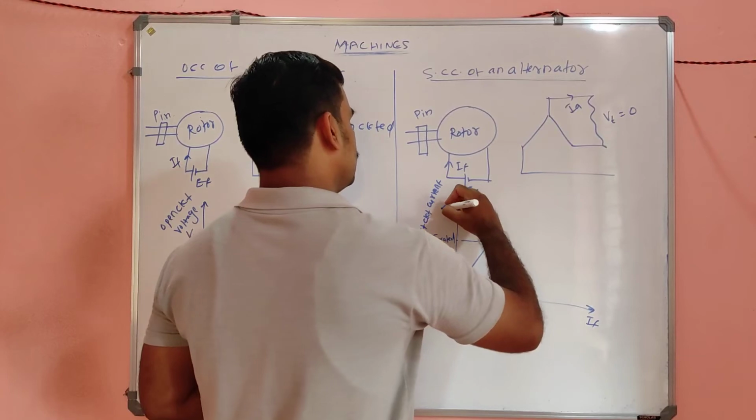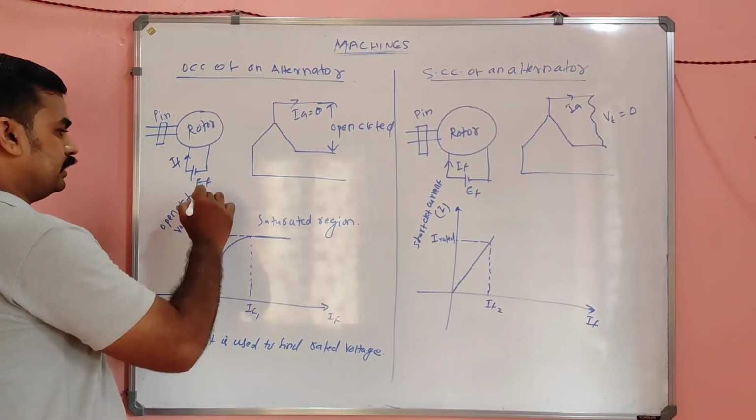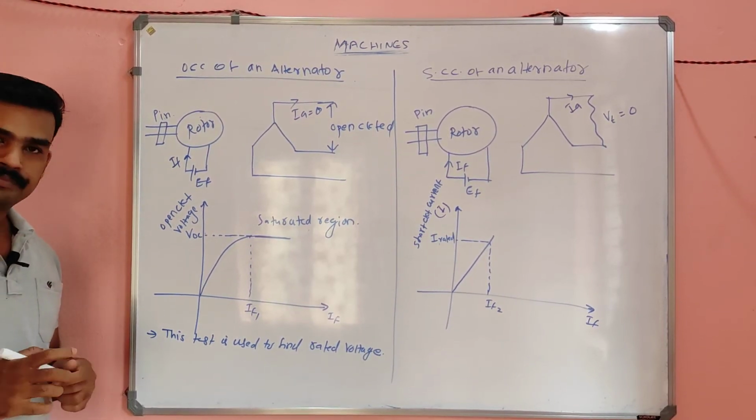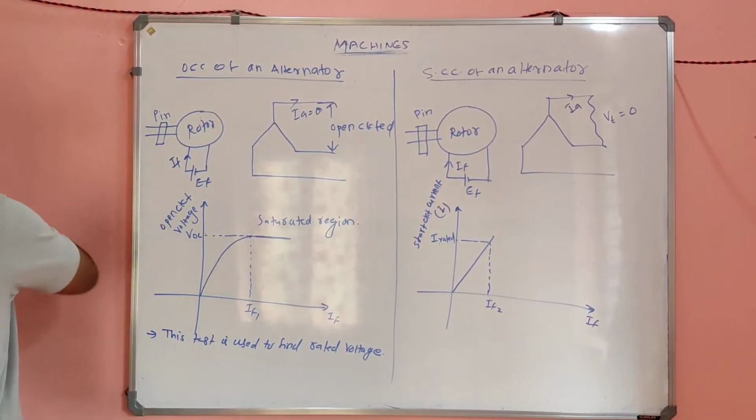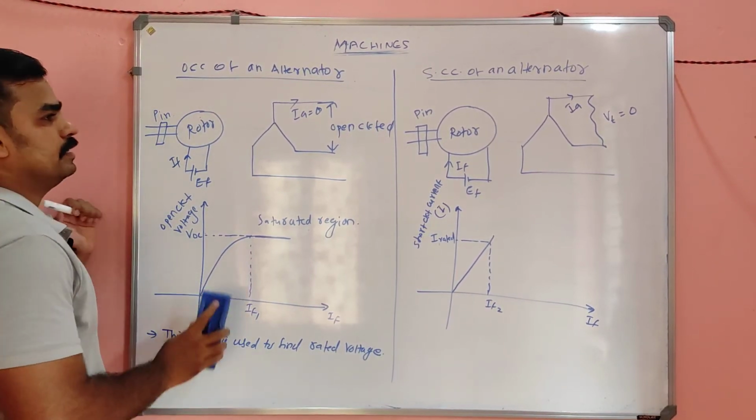Now this is the current, this is the voltage, correct? This is the rated open circuit voltage. This is the current graph. Okay, so these are the open circuit and short circuit tests on the alternator.